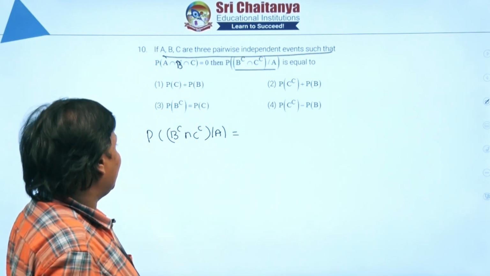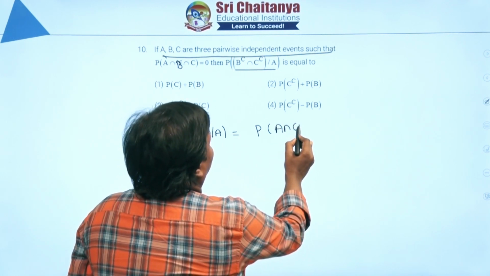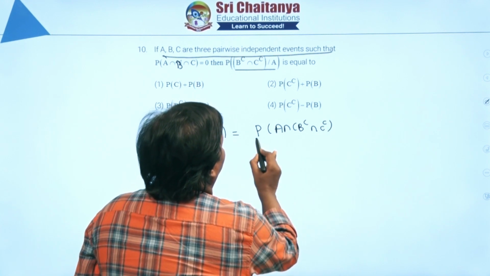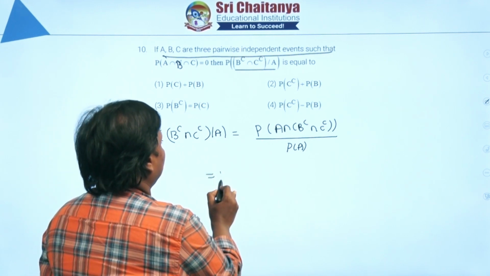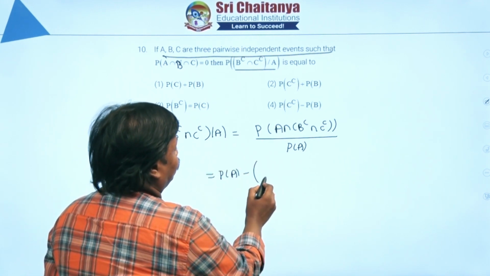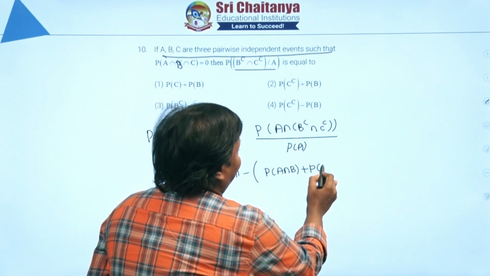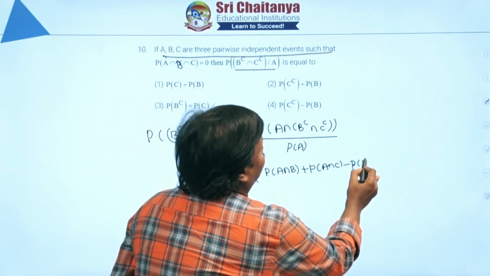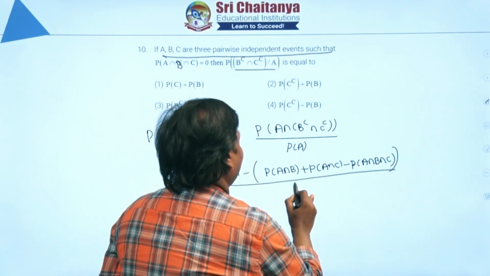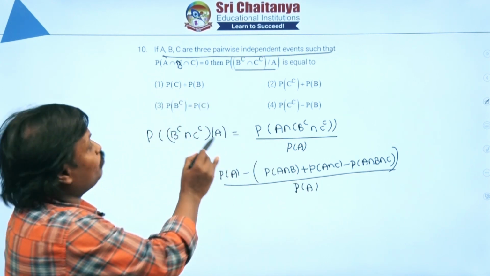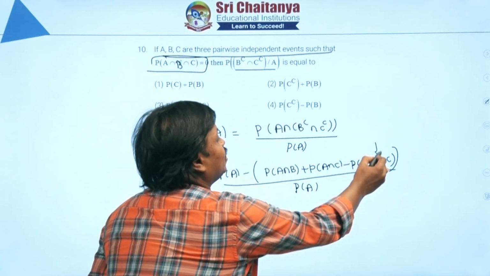So, using the definition of conditional probability, you can write this as probability of A intersection B complement intersection C complement by probability of A. So, by addition theorem, we can write this as probability of A minus probability of A intersection B plus probability of A intersection C minus probability of A intersection B intersection C by probability of A. But he gave that P of A intersection B intersection C equals 0. So, then this we write as 0.